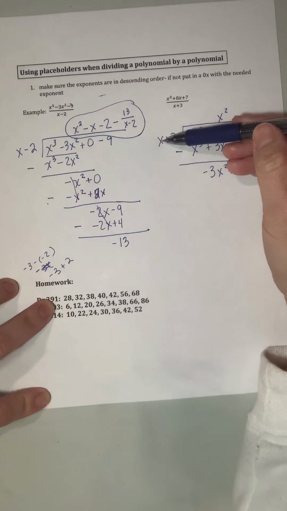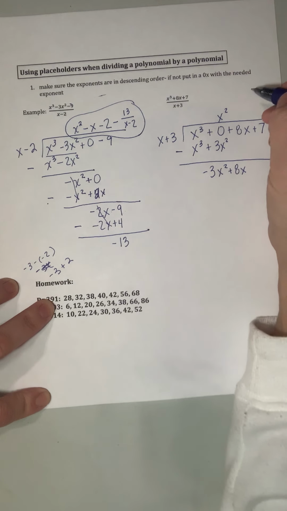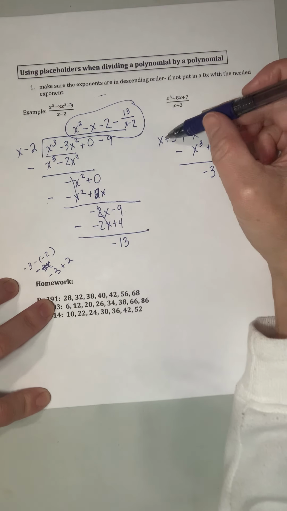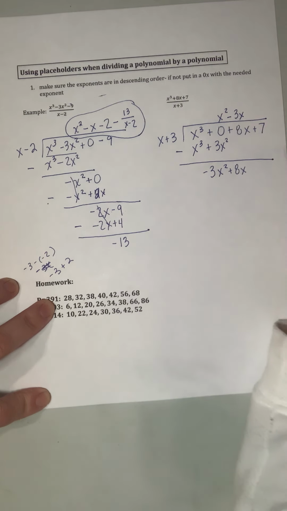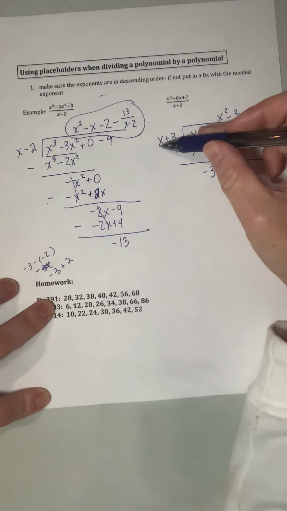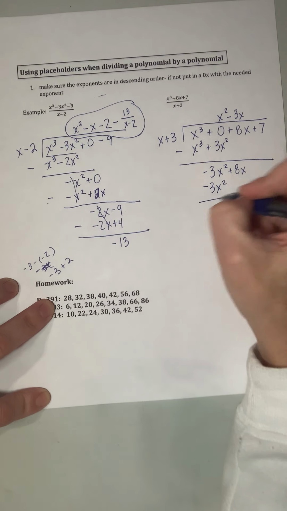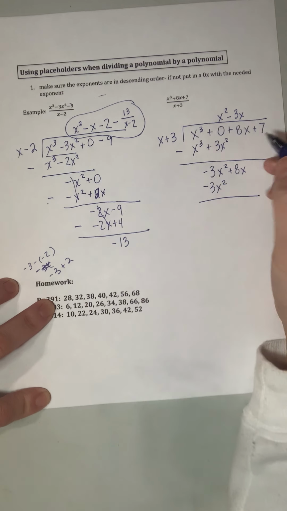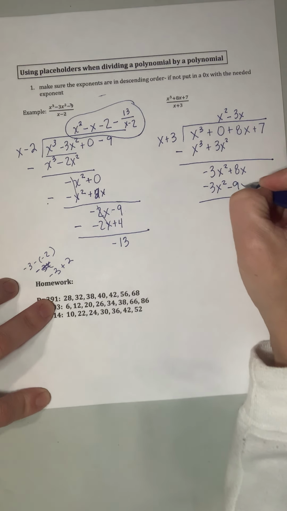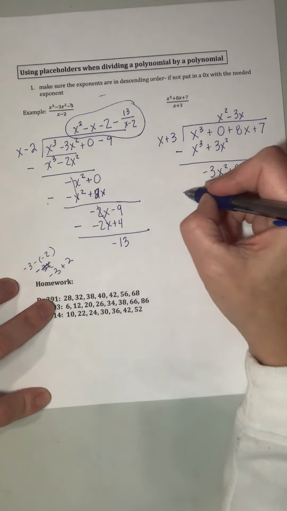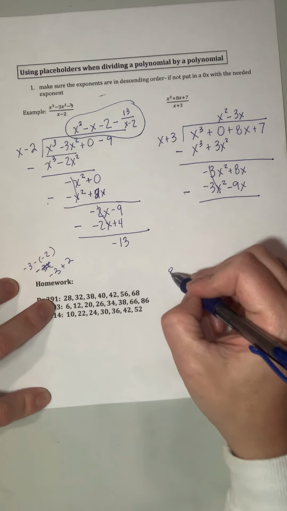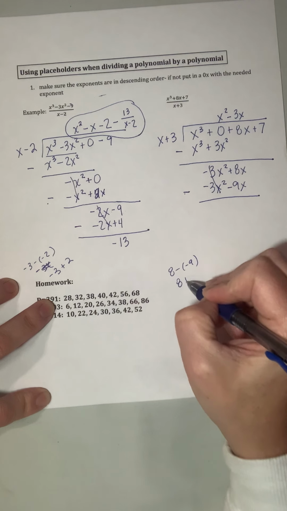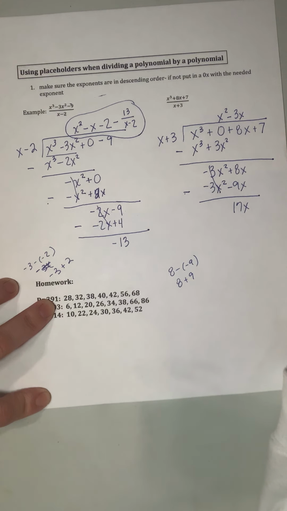What will I multiply by x to get negative 3x^2? That would be negative 3x, because negative 3x times x is negative 3x^2, and negative 3x times 3 is negative 9x. Subtraction problem. Those cancel. 8 minus negative 9. Keep, change gives me 17x. Bring down my plus 7.